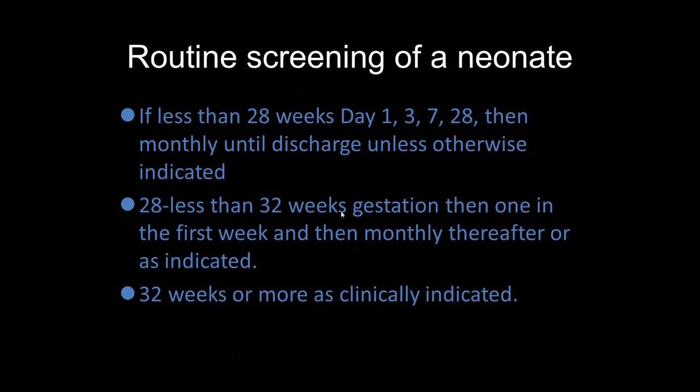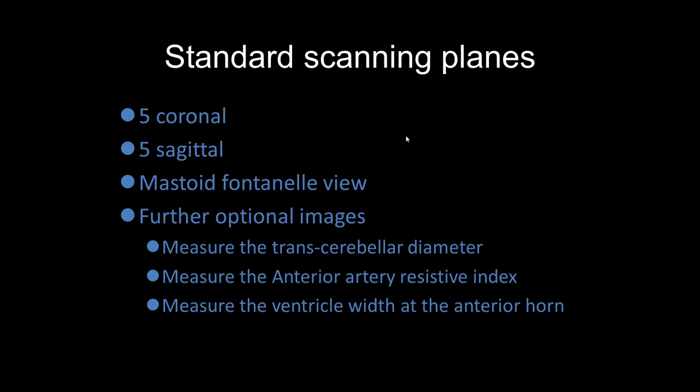Routine scanning of the neonate is generally done in different ways, but this is a proposed way for the Australian system. We tend to try and do a scan in the first 1 to 3 days, then at 7 to 10 days, and then at 28 days, and then monthly until discharged. If the children are 28 weeks or less, 28 weeks but less than 32 weeks, we just tend to do one in the first week and then monthly afterwards. After an infant is 32 weeks gestation, the indications for cranial ultrasound scan are purely clinical. Intraventricular hemorrhage, periventricular echogenicity and periventricular leukomalacia really do not occur in the standard, generally well infant after 32 weeks. The standard scanning planes, you generally do 5 coronal, 5 sagittal, a mastoid fontanelle view, and then there are further optional images.